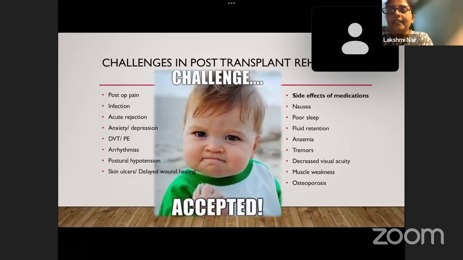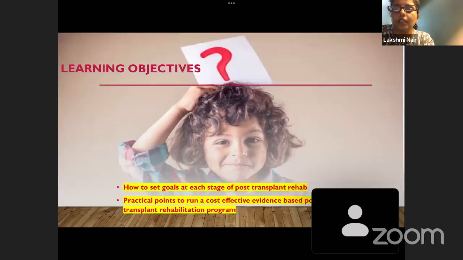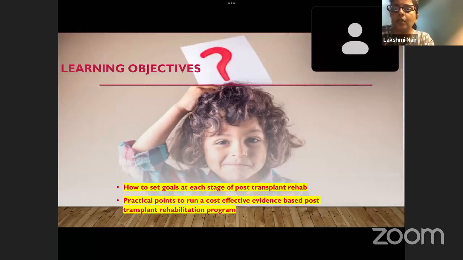But there are a lot of challenges in post-transplant rehab: cost, pain, infection, rejection, anxiety, depression, DVT. The list is endless, but challenges should be accepted in a positive way to have better results. Side effects of medications, you should be able to educate all this to the patients. So what are today's learning objectives? How to set goals at each stage of post-transplant rehab. And I'll give you practical points to run a cost-effective, evidence-based post-transplant rehabilitation program.